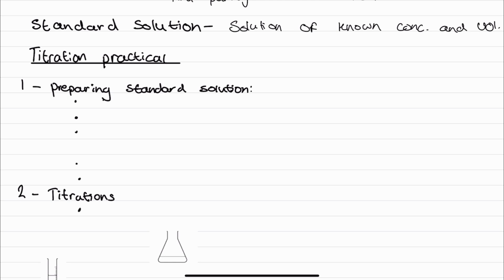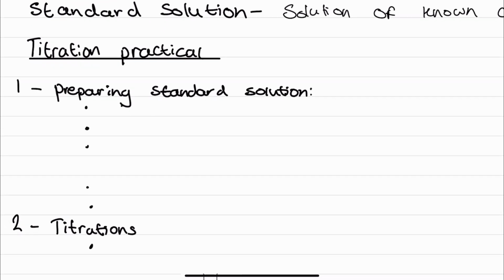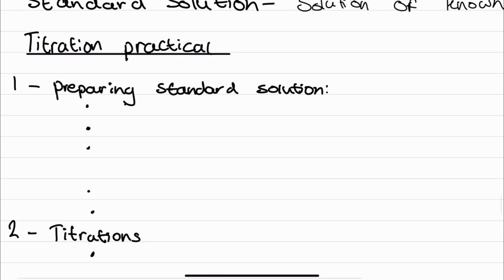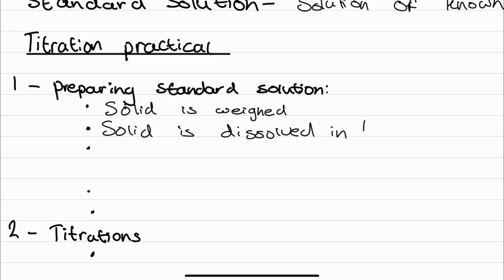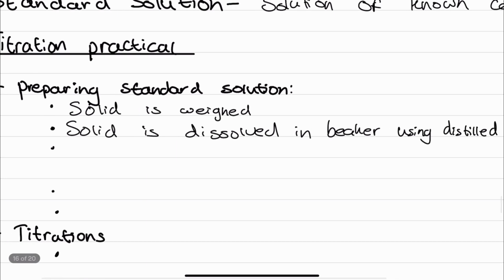Now, we will be going over the steps to titration. The best way to learn this is obviously by doing a titration yourself, which is part of this spec anyways. The first step is usually to prepare a standard solution. Now, this is not part of the titration itself, and it's technically a separate experiment, but just for the sake of putting both experiments in one, we're going to lay it out now. First step is that the solid is weighed. Second step is the solid is dissolved in a beaker using distilled water.